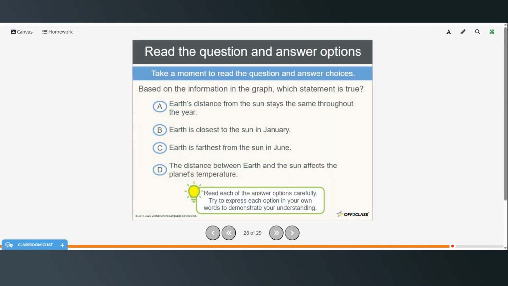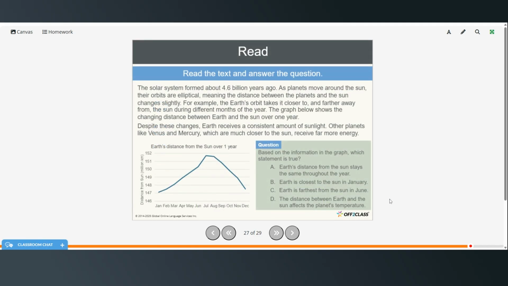Take a moment to read the question and answer choices. And remember this tip to read each of the answer options carefully. Try to express each option in your own words to demonstrate your understanding. Now you can pause the video and read the text and then choose the answer to the question.